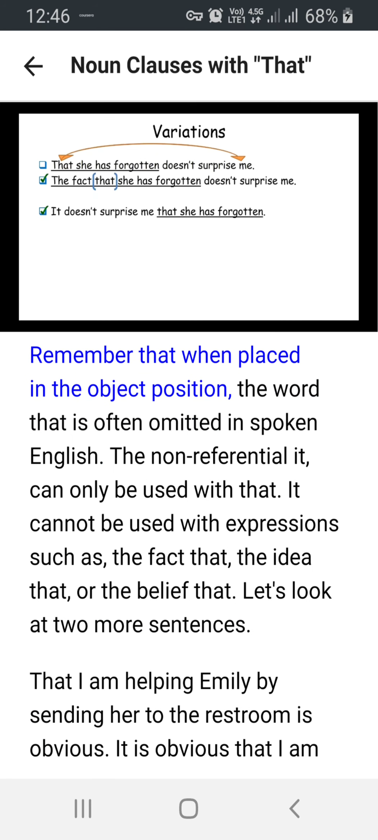Remember that when placed in the object position, the word that is often omitted in spoken English. The non-referential it can only be used with that. It cannot be used with expressions such as the fact that, the idea that, or the belief that.